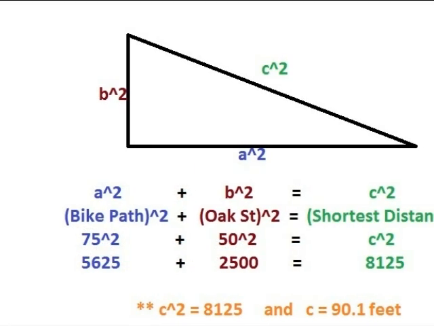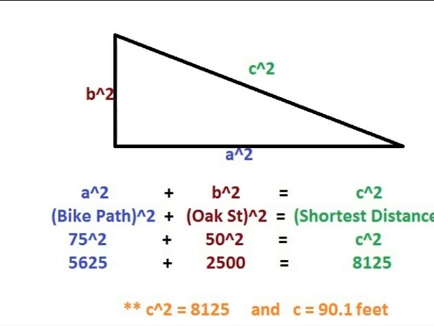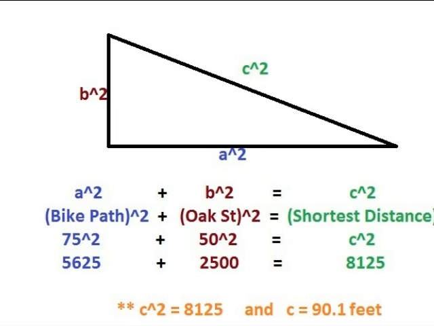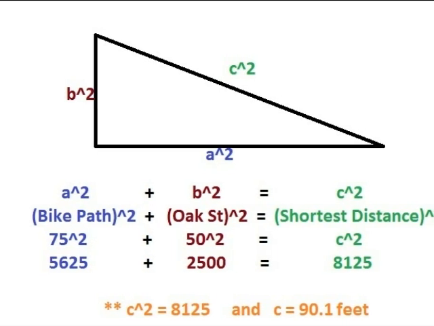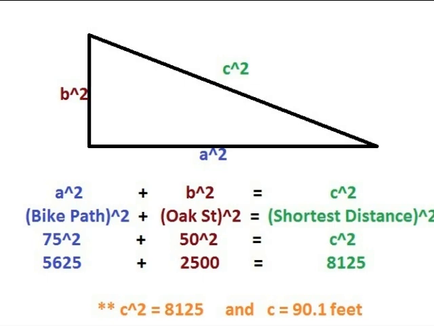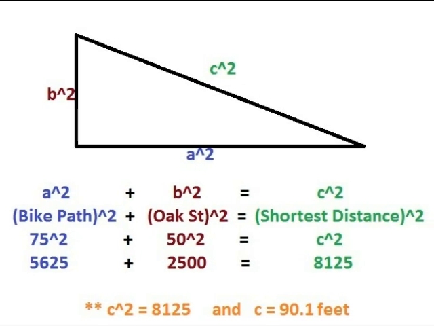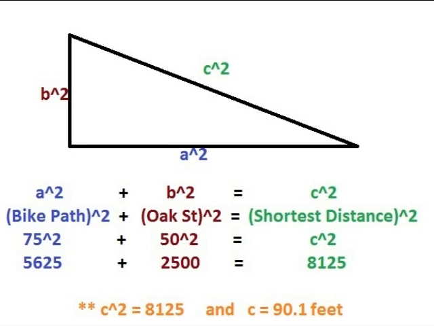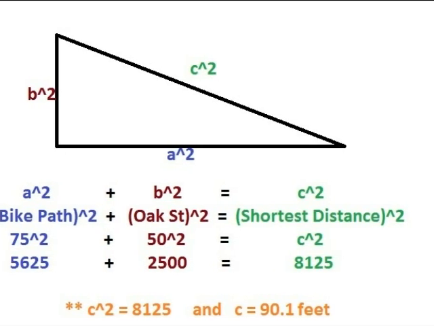Lily begins plugging in values using the Pythagorean Theorem's formula, a squared plus b squared equals c squared, or in this case, bike path squared plus Oak Street squared equals shortest distance squared. "Okay, Grandma, I think I figured it out. The 2 legs of the triangle are 50 feet squared and 75 feet squared, and if I add them together, I have the hypotenuse squared.